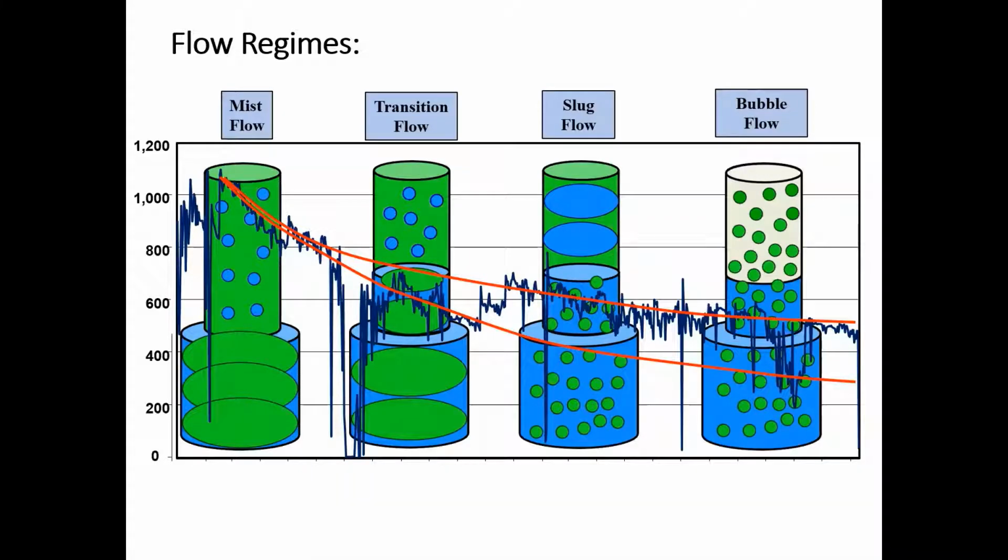Slug flow is large slugs of fluid evacuating the wellbore along with periods of gas flow. Depending on the well type and the basin, these slug flows can last seconds, minutes, or even hours. Bubble flow is when the well is becoming liquid loaded and hydrostatic pressure is holding back gas.